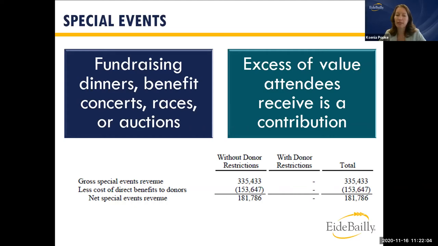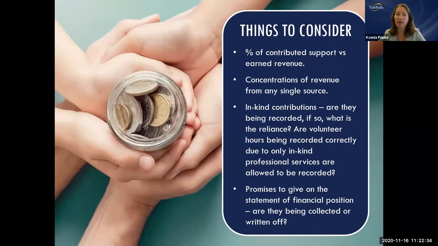The bottom of this slide shows you the presentation that's required for special events that are major and recurring for your organization. So if you have an annual gala that repeats itself and it is a major event for your organization, this would be the presentation in your statement of activities where you have to break out gross special events revenue and then net it with the cost of direct benefit to donors. So those are things to consider when thinking of revenue and revenue presentation and some of the metrics that your organization might like to share with the board members and keep track of.